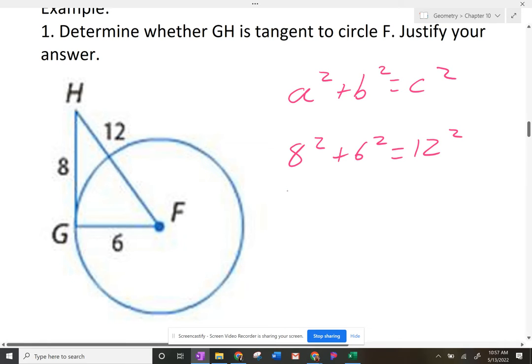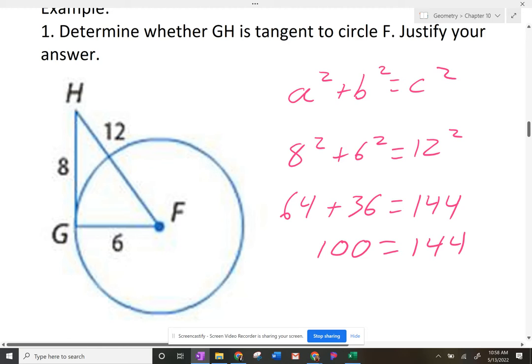So I've got 8 squared is going to be 64, plus 6 squared is going to be 36, 12 squared is going to be 144. Add them together, 64 plus 36, that gives me 100 equals 144. That's not quite right. It's definitely not right. It's not equal. Because 100 is not equal to 144, that one, it's not tangent.